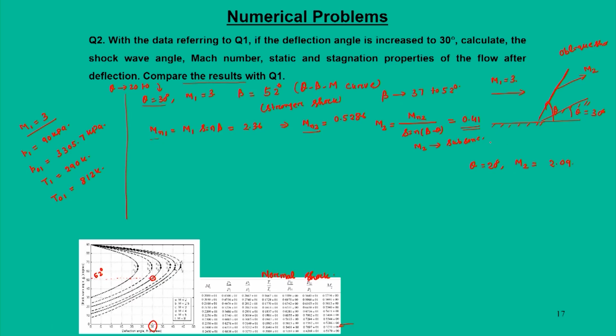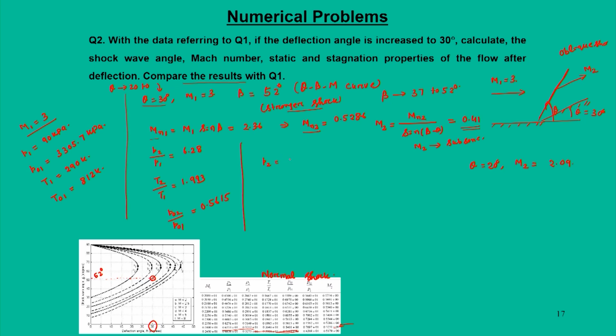Which means we have a stronger shock. Then the rest of the things we can calculate. For this particular line, these values can be noted from this line. So, we have P2 by P1 is equal to 6.28, T2 by T1 is equal to 1.993, P02 by P01 is 0.5615.